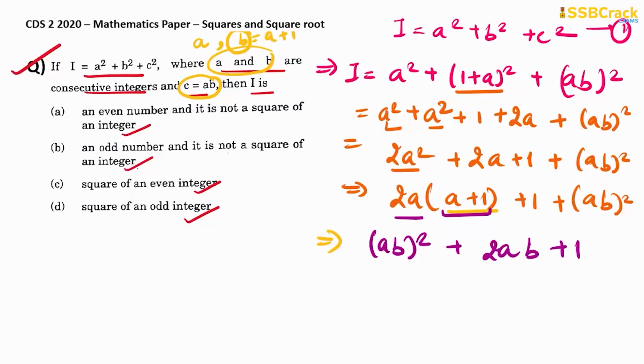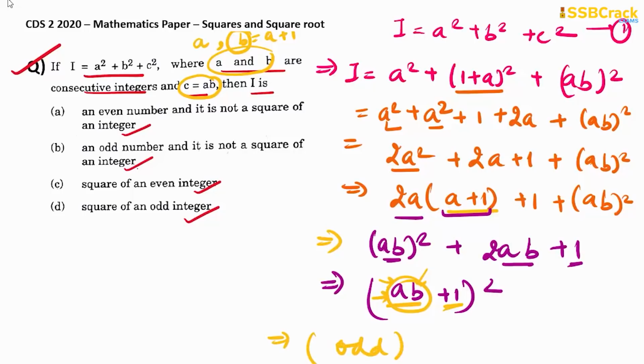So by the same identity we can see that a square plus b square plus 2ab will be equal to (ab plus 1) whole square, right? Now we are given that a and b are consecutive integers. Which means that if a is odd, then b will be even, or if a is even, then b will be odd. Hence their multiplication will always be an even number, and an even number plus 1 will give you an odd number. So it will be equal to the square of an odd number, right?